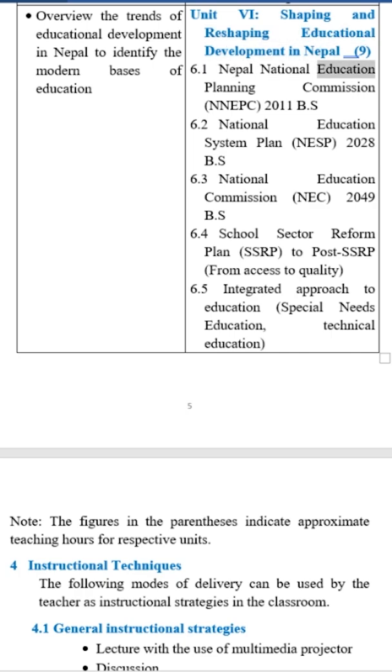Nepal National Education Planning Commission, NEP, 2011 B.S. National Education System Plan, NESP, 2028 B.S. National Education Commission, NEC, 2049 B.S. School Sector Reform Plan, SSRP, to Post-SSRP, From Access to Quality. 6.5 Integrated Approach to Education, Special Needs Education, Technical Education. Note, the figures in the parentheses indicate approximate teaching hours for respective units.